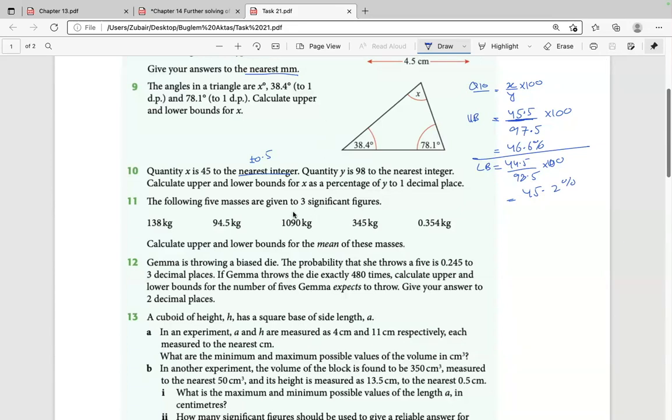11th. The following five masses are given to three significant figures. Calculate the upper and lower bound for the mean of these masses. They're already given to three significant figures. If I have to write upper and lower bound when I'm looking at 138, do we understand that this is to the nearest 1? Yeah, that should be 138.5 and 137.5. Yes.